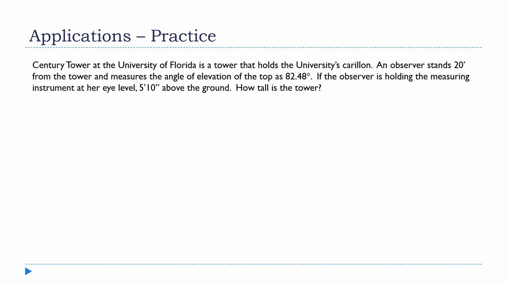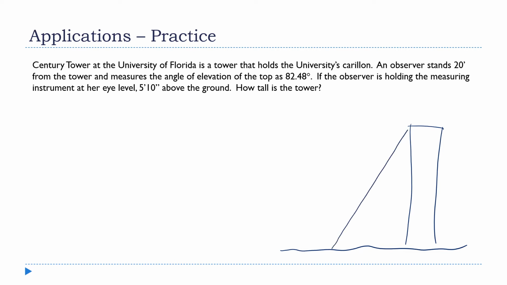So what this looks like: I've got the ground, and I've got this bell tower. Oh, that's not very good. Sorry, my art skills are pretty limited. Let me try that again. There we go, we've got our bell tower here. And what do I know? I'm doing the same kind of thing. I'm going to take a measurement, and I get an angle of elevation of 82.48 degrees. And at this point, he is 20 feet from the tower.